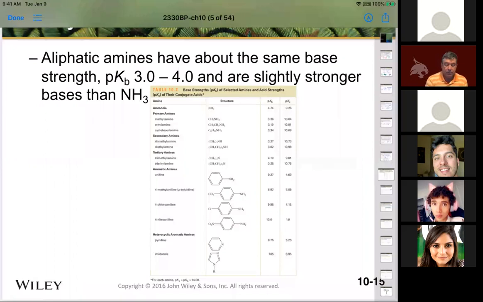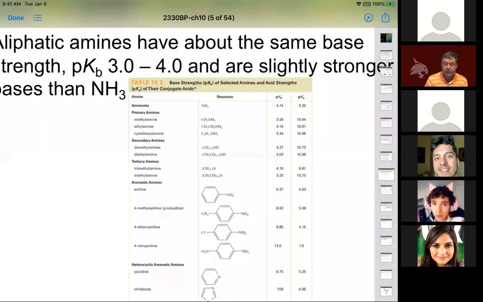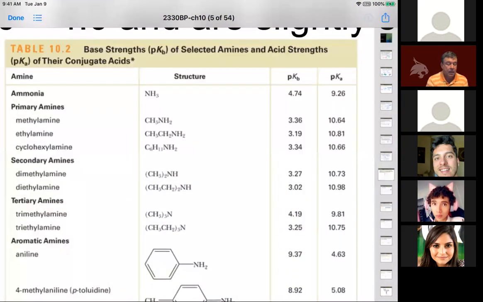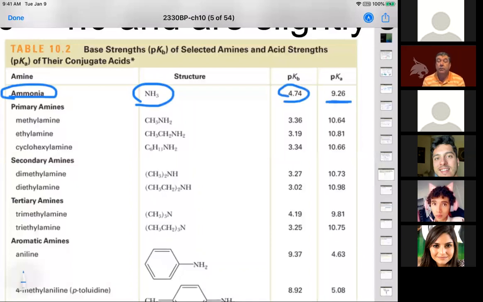Okay, so let me pull up this table real quick. And to give us a starting point right here, let's look at ammonia. Again, it's not an organic molecule because there's no carbon in it, but it has a pKb of 4.7, which makes its equivalent pKa, its ability to have an acid come off there, 9.26. Okay, so that's just our starting point. Just like on the pKa scale, the lower the number, the stronger the base on the pKb scale. So the lower the number, the stronger the base.